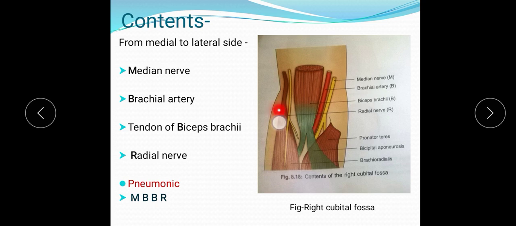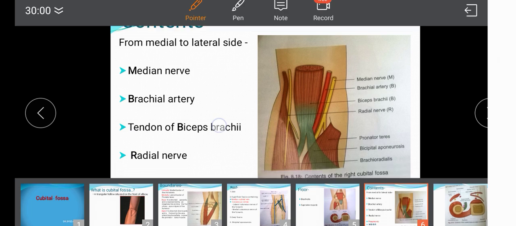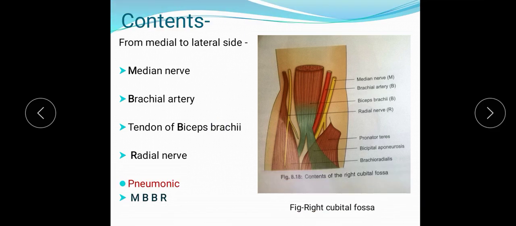This is just medial to the lateral epicondyle of the humerus, and it supplies the muscles below the lateral epicondyle. It is remembered by the mnemonic MBBR, that is median nerve, brachial artery, biceps tendon, radial nerve.